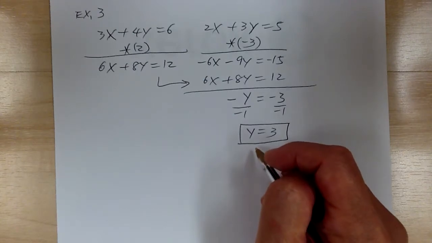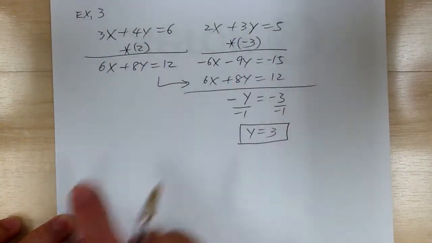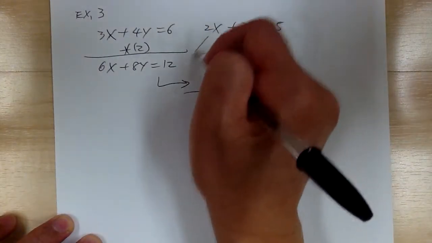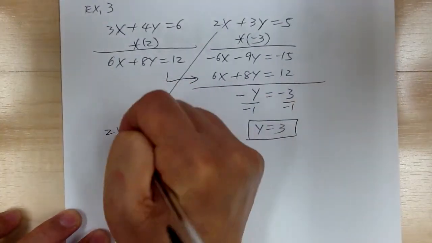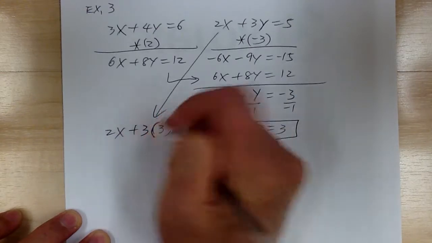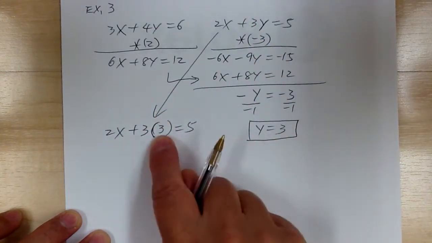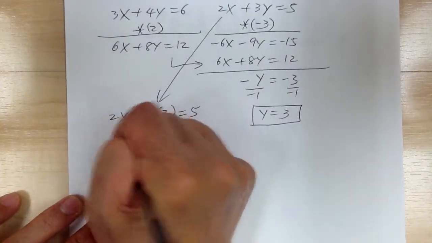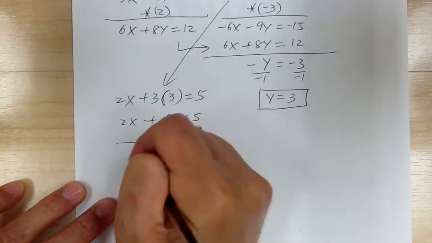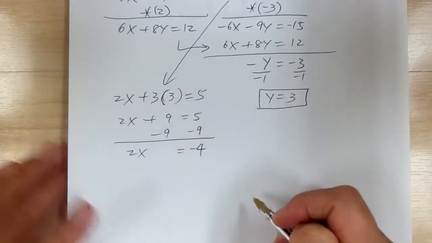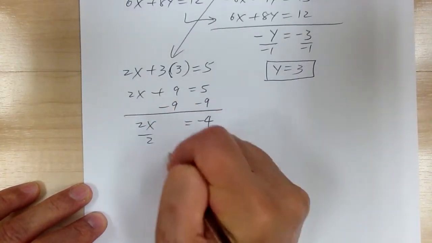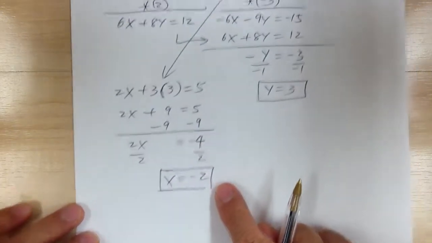Once you find y equal to 3, you can use either one of the equations to solve for x. So choose the easiest one. I'm going to use this one here. So I get 2x plus 3, and y is 3, equal to 5. I use this equation and substitute into here, right? Multiply out, subtract to get rid of the number. So I get 2x equal to negative 4. I divide by 2, so x equal to negative 2. And that's it for x and y.